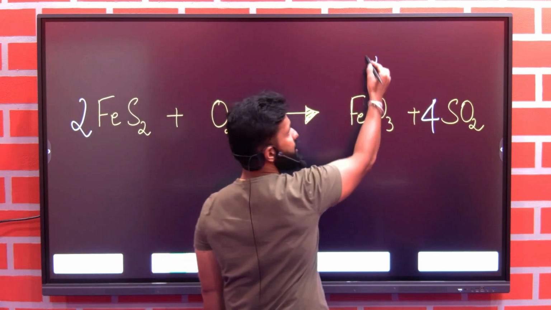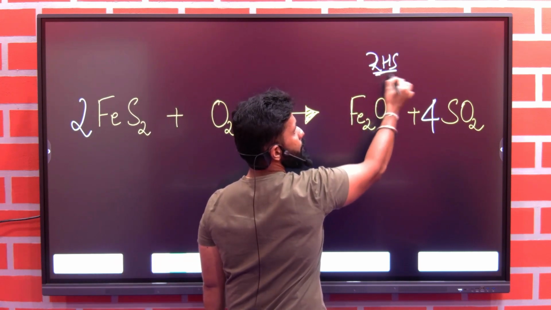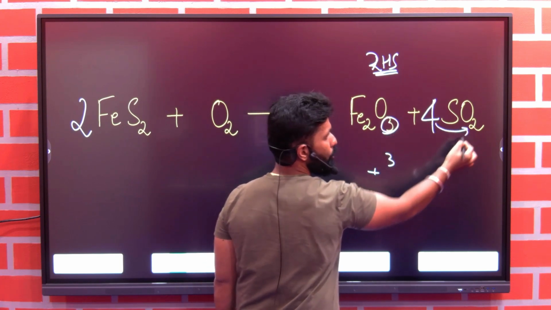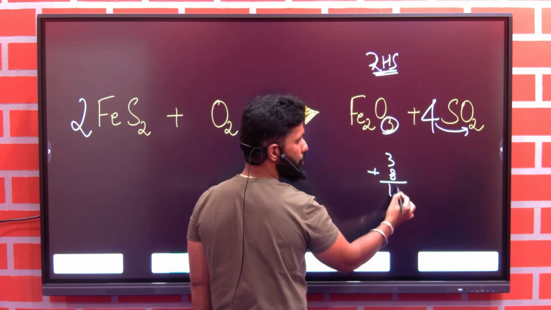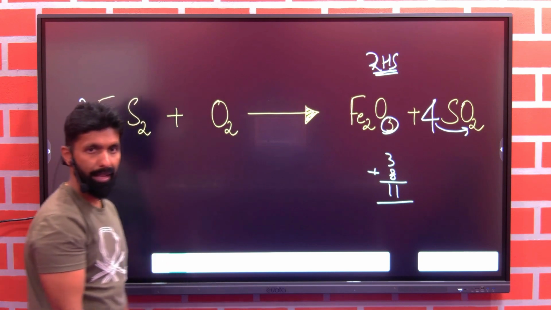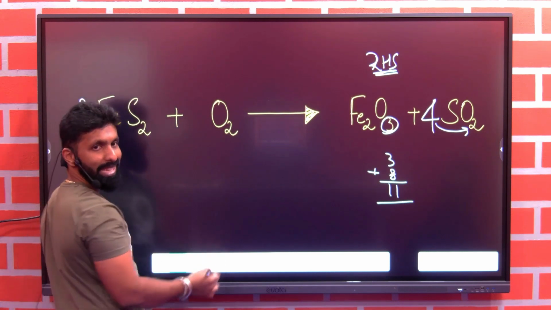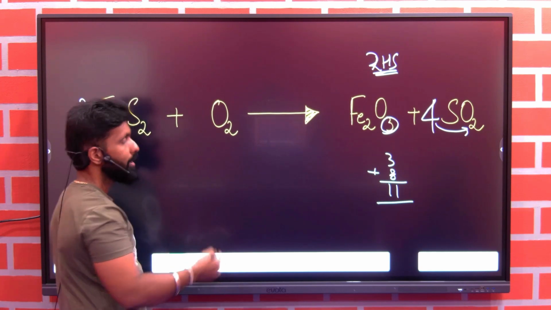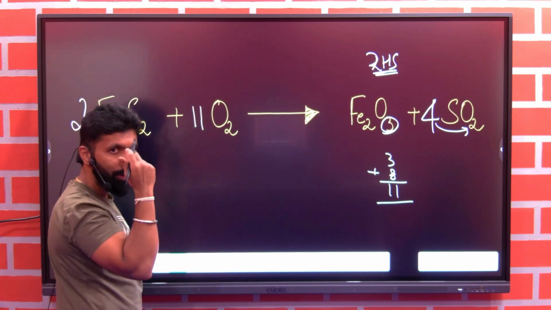So on the RHS, 3 plus, how many oxygens are there? 3 plus 4 twos are 8. So totally 11 oxygens. Correct? So what into 2 is 11? 11 by 2. So I put a 11 here, by 2 in my mind.